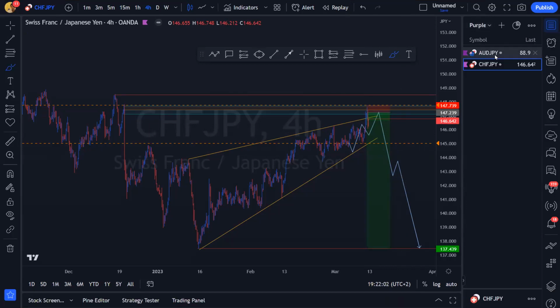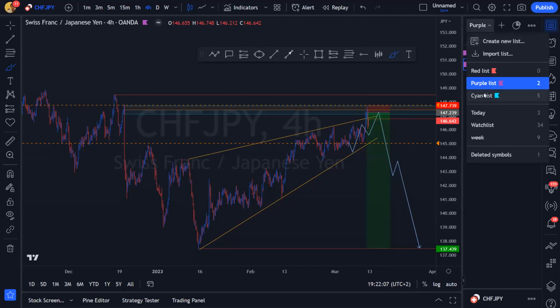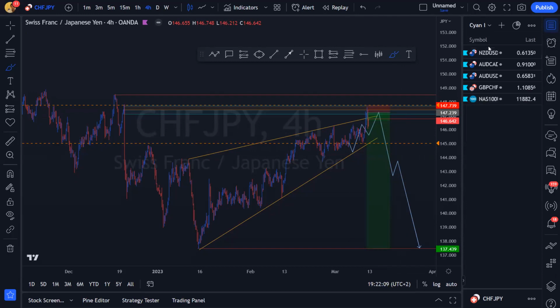So otherwise, for the pairs that we're looking to sell, we spoke about AJ, we spoke about SUSIAN. So we know that those two pairs that we're looking to sell are on our set list of pairs.